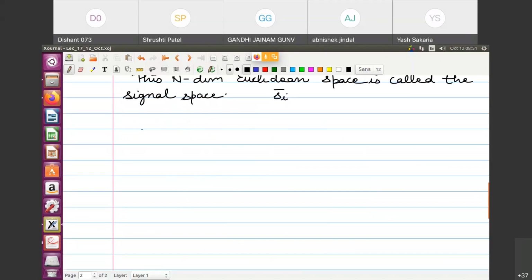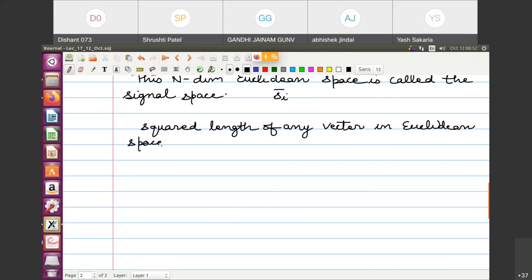Squared length of any vector in Euclidean space, denoted as the norm of Si, is given by simply the square root of Si transpose Si.